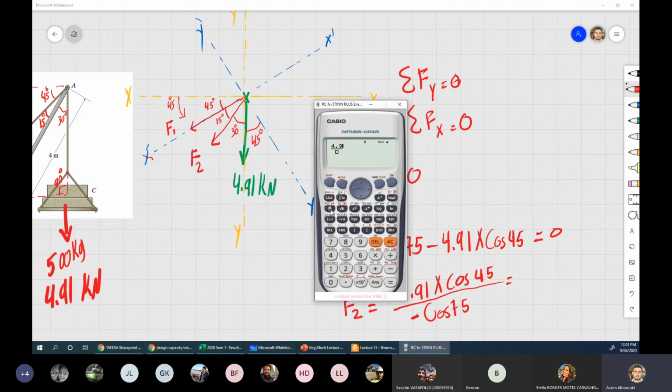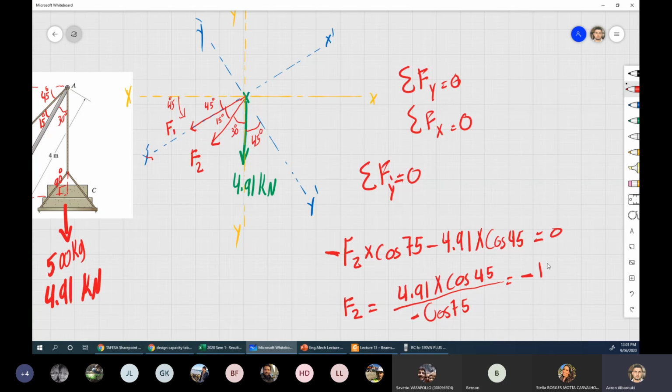Sorry, 4.91 times cosine 45 divided by negative cosine 75. That will be negative 13.41, negative 13.41 kilonewton. What does that mean, negative?